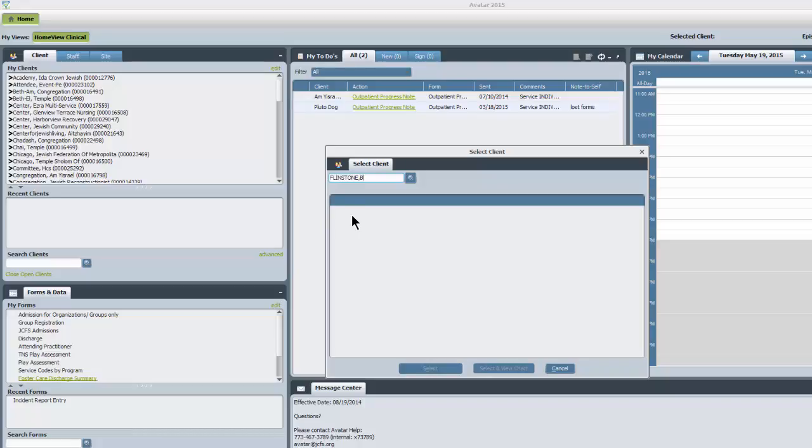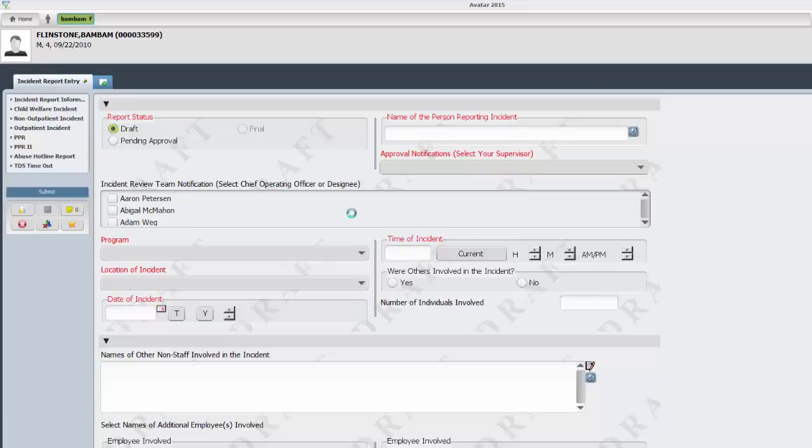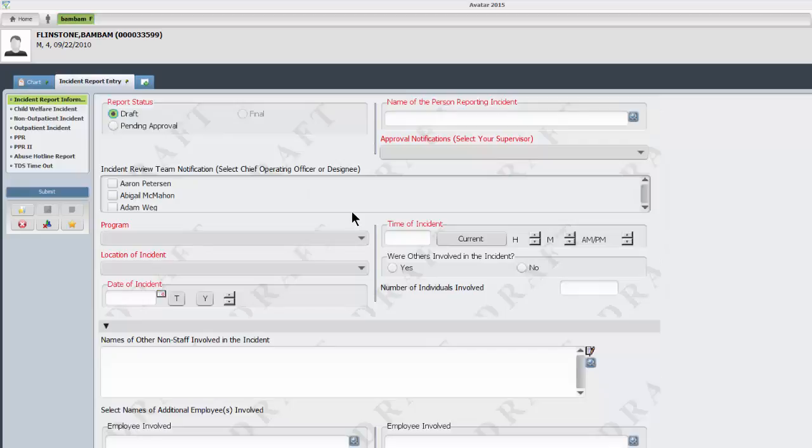We have a client in the therapeutic nursery named Bam Bam Flintstone, who tends to have some acting out issues. So here we are in the form of incident report entry. Here's the name of the client, a little bit of information about him. This is the incident report entry. These are the sections. This is our submit button.